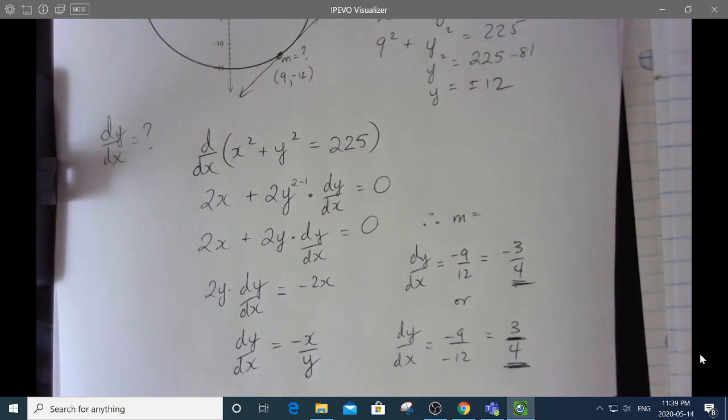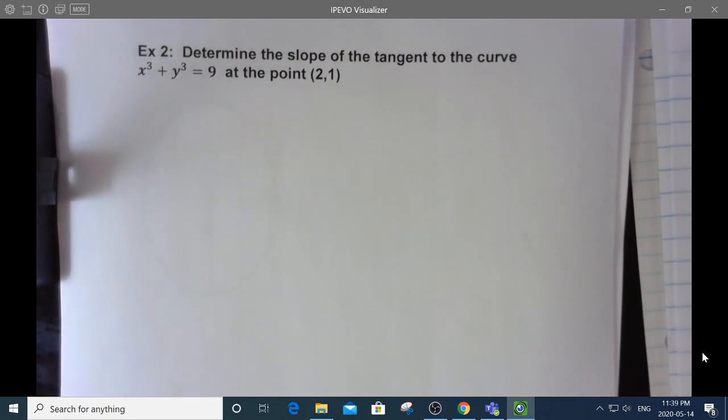Example 2 says, determine the slope of the tangent to the curve x cubed plus y cubed equals 9 at the point 2, 1.